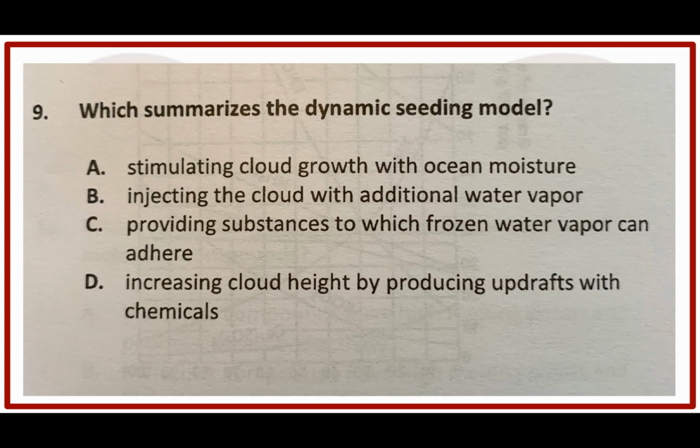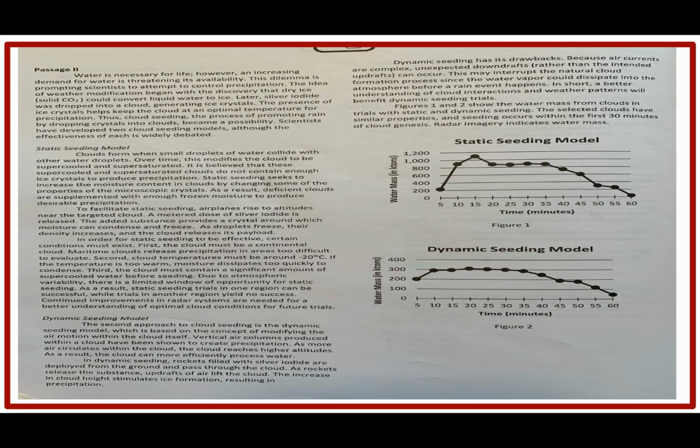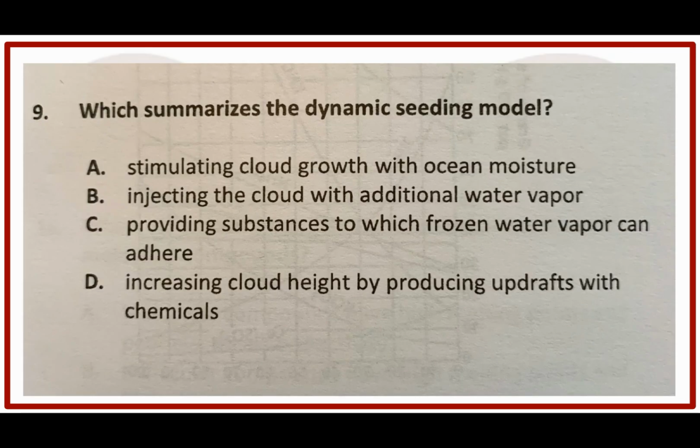And then increasing cloud height by producing updrafts with chemicals. If I go back, that was in the dynamic seeding model, I believe, in the first or second paragraph there. I read about the updrafts and the airlift in the cloud as rockets were released. And so to me, that is the right answer. So I would select D, and again, D is the correct answer.